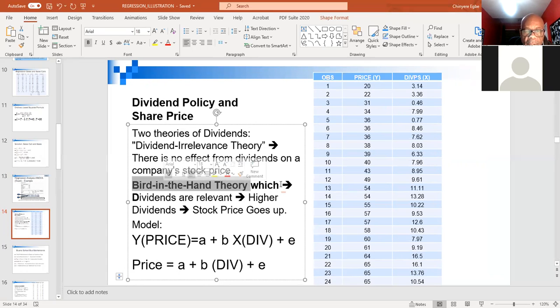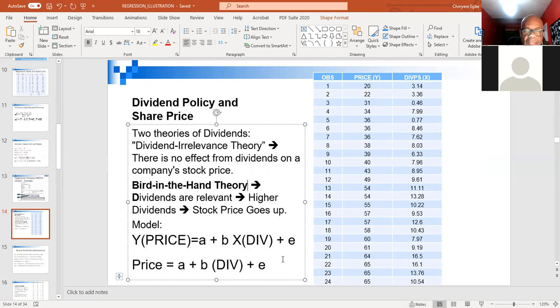Another theory is called the bird in the hand theory. This theory says that shareholders want a company to declare dividends. They don't want to have to wait for the stock to appreciate in value for them to go and sell it. They want their bird in their hand. That theory says that dividends are relevant. The higher the dividends, the higher the stock price will go. So now we want to test that theory.